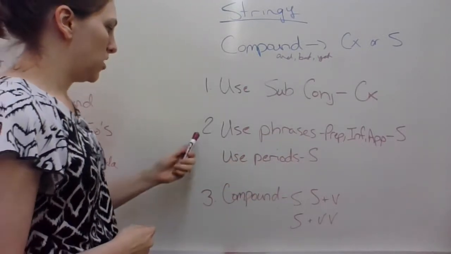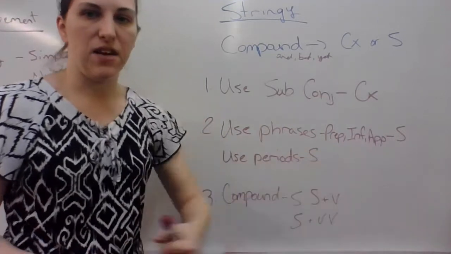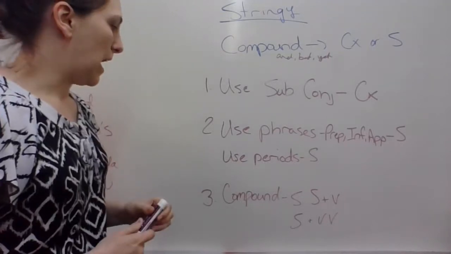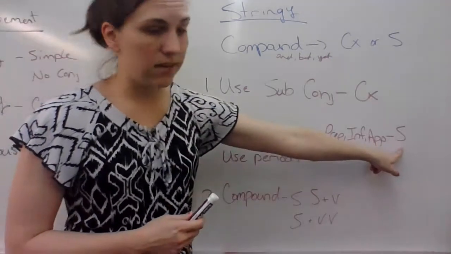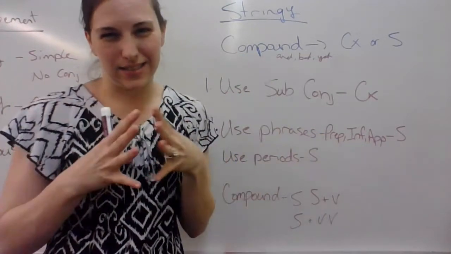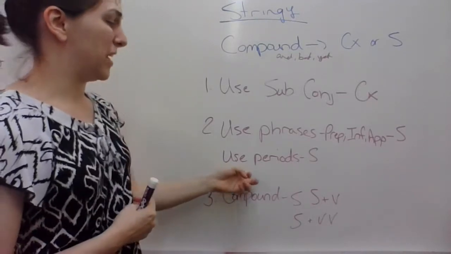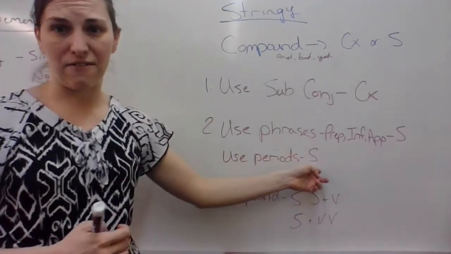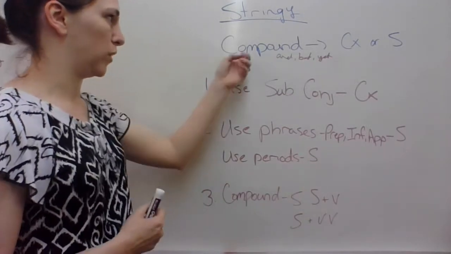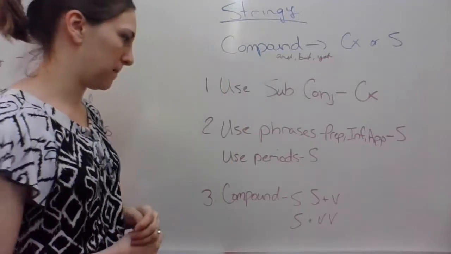Okay, you can use phrases: prepositional, infinitive, appositive, the other types of verbals, participles, gerunds, things like that. Or simply, and that will make a simple sentence. You're taking the two ideas and combining them to make a simple sentence. Or you can simply use a period every now and then, and that will, of course, make a simple sentence. Again, we're trying to get away from so many compound sentences right next to each other.